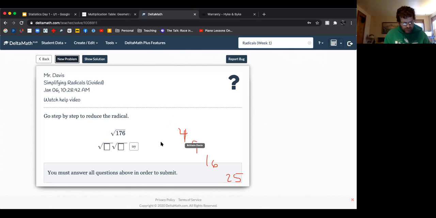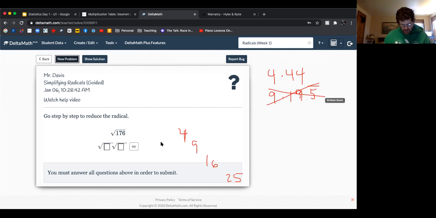So if we start with 4, 176 divided by 4 is 44. But I'm not even going to do that one. I want to go a little bit higher. I don't think 9 will work. I could try it. 176 divided by 9 is a weird decimal, 19.5 repeating. So I don't want to do that. I could do 4 times 44. I could do 9 times 19.5 repeating. So that one's not going to work.